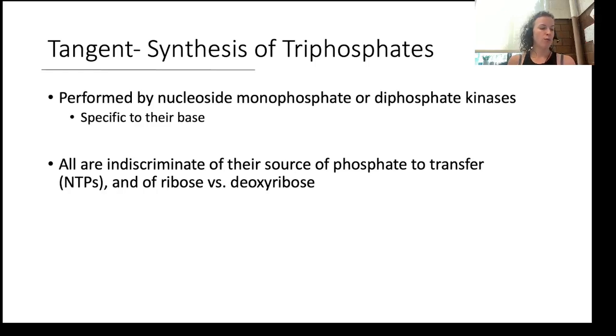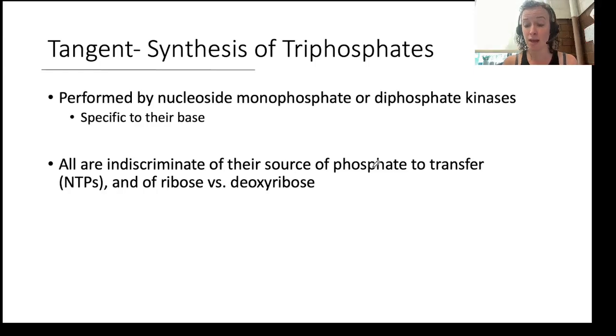But the other substrate that is used to add a phosphate doesn't matter, which is kind of weird, right? So all of these enzymes are indiscriminate of their source of phosphate. So they could use ATP to get an extra phosphate to make CDP from CMP, or CTP from CDP. Doesn't matter where that phosphate comes from. Additionally, these enzymes are indiscriminate of the ribose versus deoxyribose form of the nucleotide.